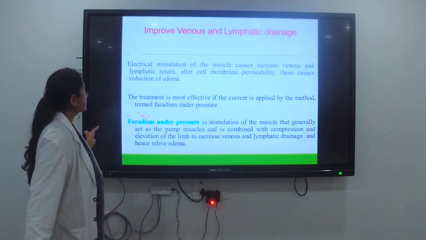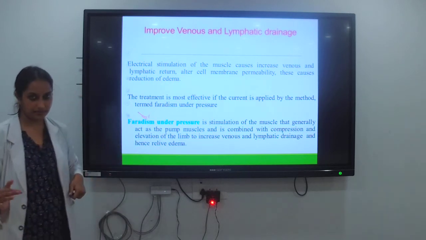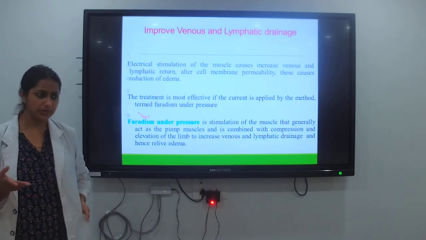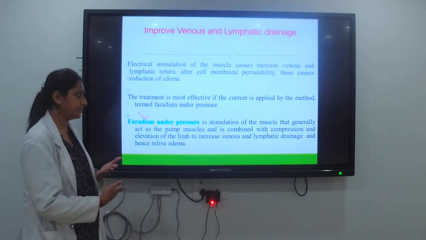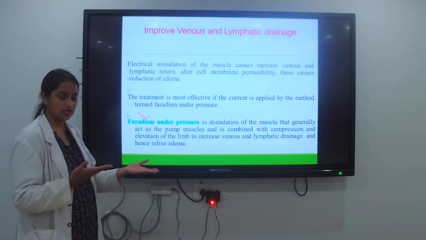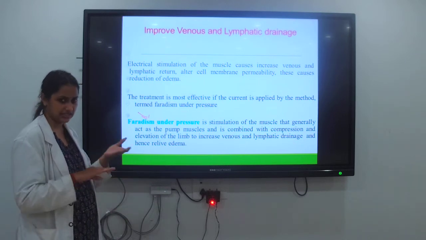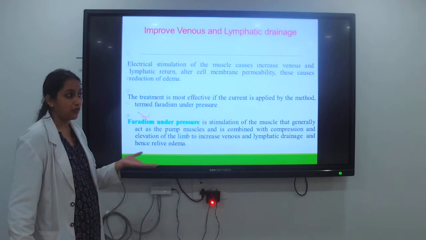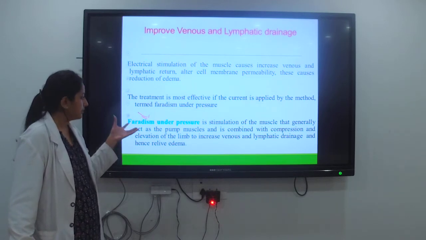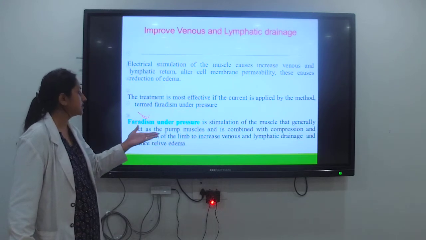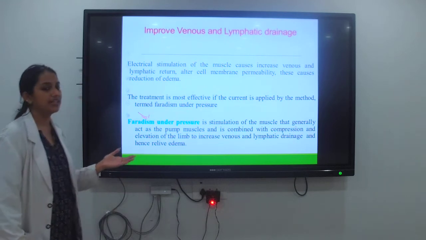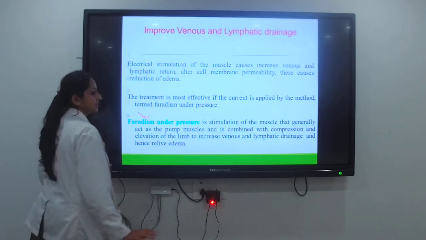I'll explain the principle once again. Compression is because of the crepe bandage, second is elevation because of the pillow placed beneath, and the muscle contraction is because of the electrodes of the electrical stimulator placed beneath the crepe bandage, followed by an effective relaxation, which gives a combined pumping effect that increases lymphatic drainage, and hence edema is relieved. Okay?